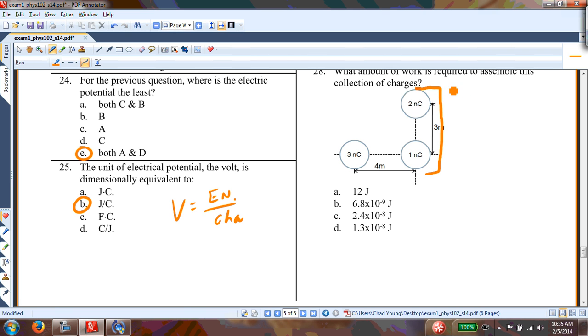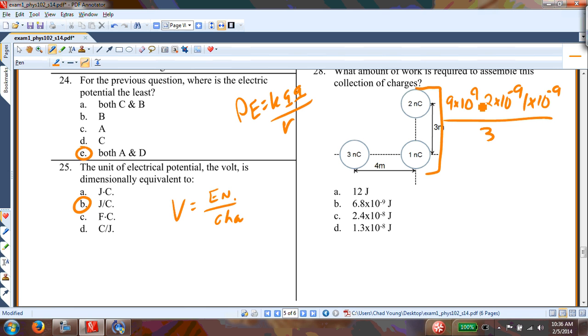But let's calculate the potential energy for these 2 charges. Remember, potential energy is kq1q2 over r. So that's going to be 9 times 10 to the 9th times 2 times 10 to the minus 9 times 1 times 10 to the minus 9 divided by r, which was 3. Those cancel and leave us a 3, so that's 6 times 10 to the minus 9. So our first one is 6 times 10 to the minus 9 joules.